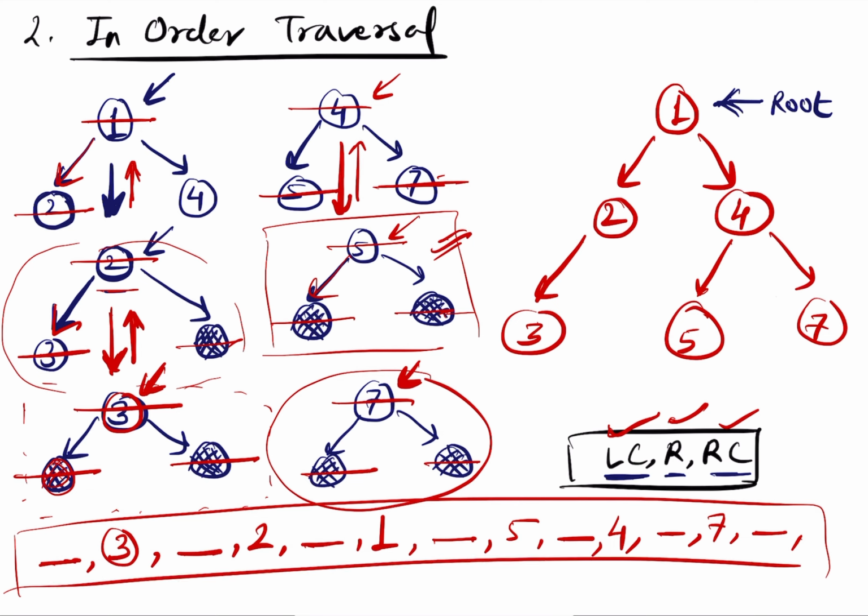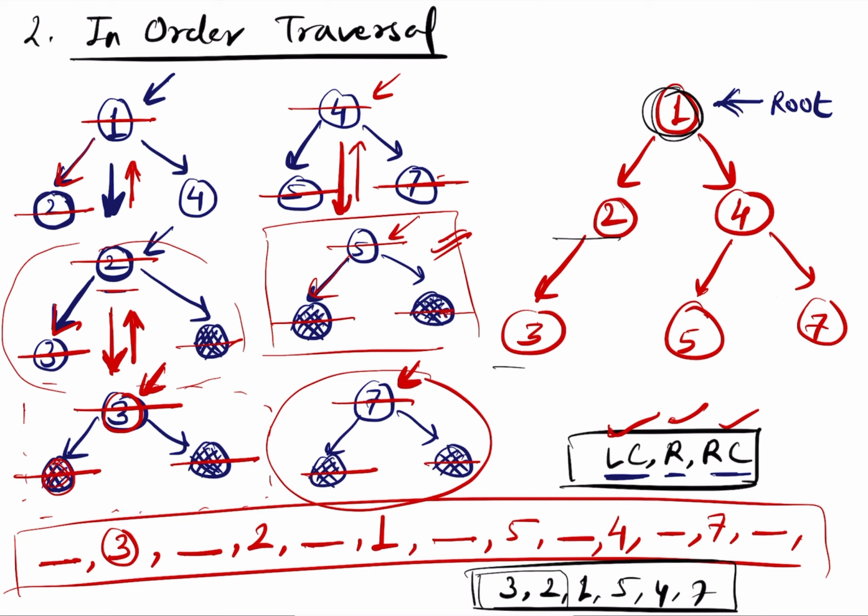So what's the actual output if we can see for this simplified one? 3, 2, 1, 5, 4, 7. For root node 1, its left child should be processed first. So its left children are 2 and 3. You can see they are in front of it. Right children are 4, 5, 7. They are on the right of the 1.